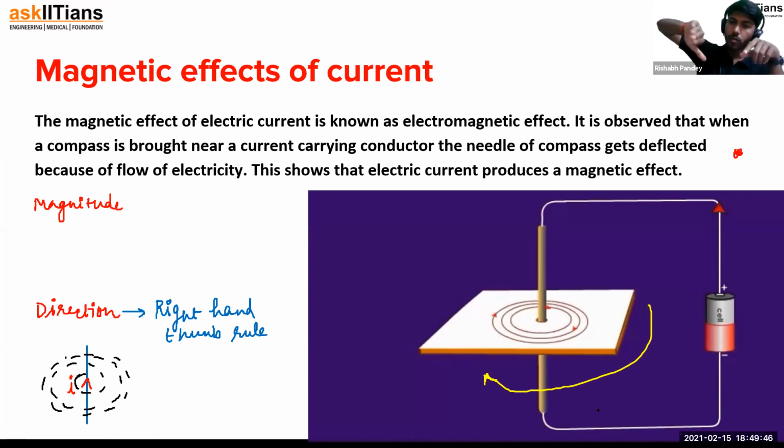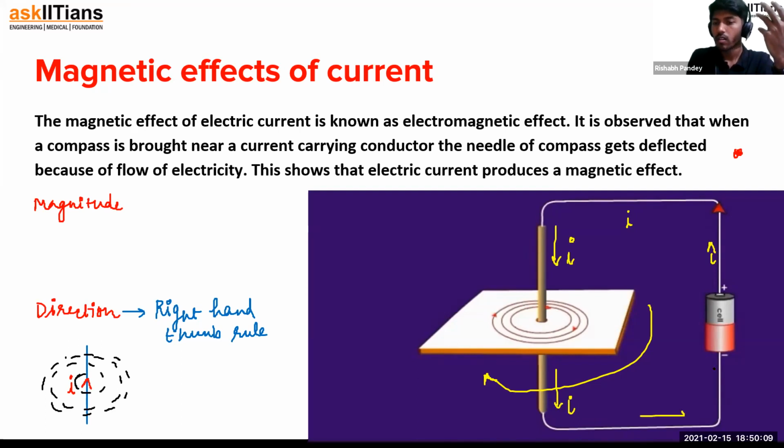So then only the fingers will be curled in this pattern, as we can see over here. That means in this situation the current is flowing in the downward direction. Obviously this is a positive cell, so the current will be flowing from here, in this direction. This is how we find the direction of the magnetic field.